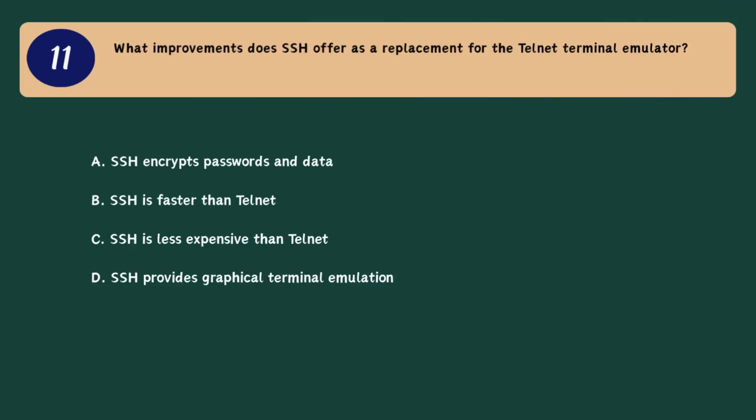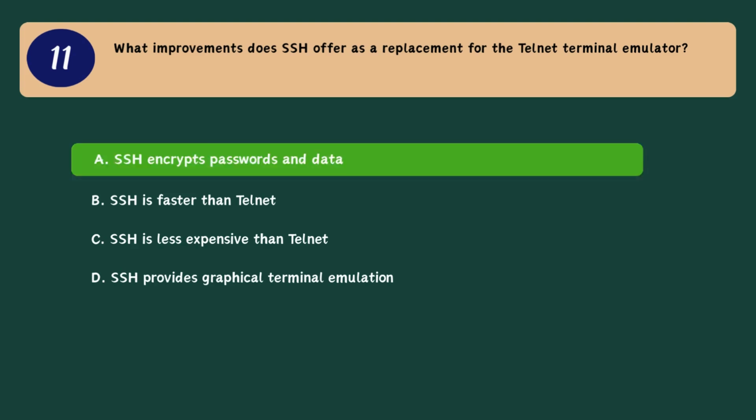Question 11. What improvements does SSH offer as a replacement for the Telnet terminal emulator? A. SSH encrypts passwords and data. B. SSH is faster than Telnet. C. SSH is less expensive than Telnet. D. SSH provides graphical terminal emulation. Correct answer. A. SSH encrypts passwords and data.